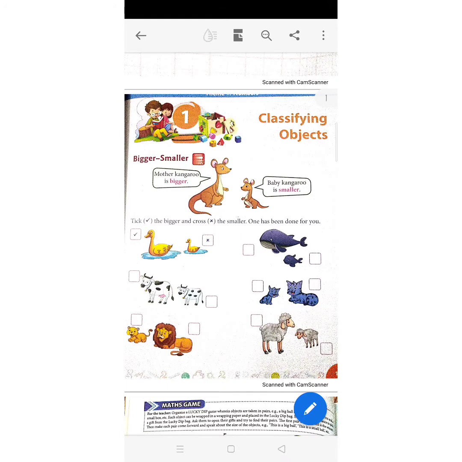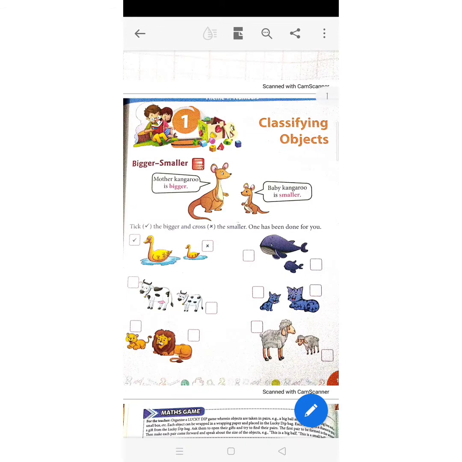Bigger and smaller. When we have two objects of unequal sizes, then one of the objects is bigger and the other one is smaller. Here, in this very first picture, the mother kangaroo is bigger and the baby kangaroo is smaller. Now, how did I notice that? You can also notice it by their sizes. See, the mother kangaroo is bigger than the baby kangaroo.